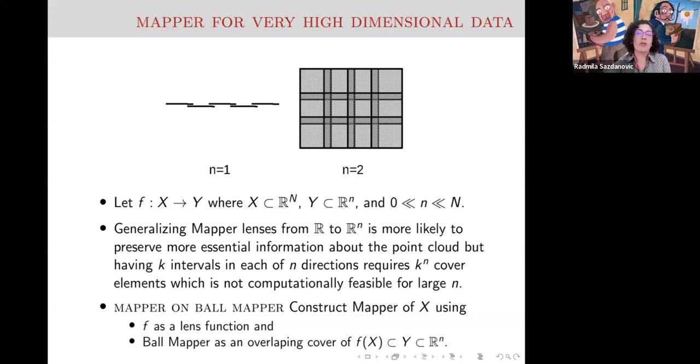So here's a workaround that Pavel, David and I suggested. The construction is called mapper on ball mapper. The idea is that in this setting, where X lives in a much higher dimensional space than Y, we can construct the mapper on X, but instead of using the standard lens function, we use the function that's provided to us that goes into Y. But then instead of the overlapping cover, which is a key step in the construction of the mapper algorithm, we are going to use the ball mapper on Y and then pull it back.